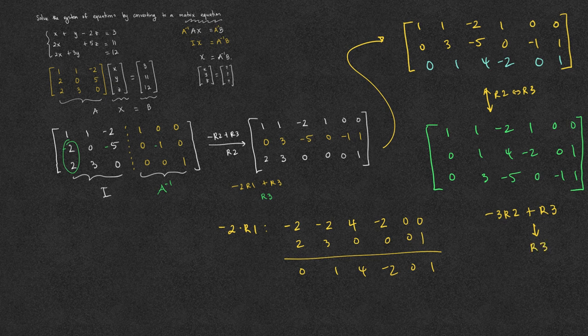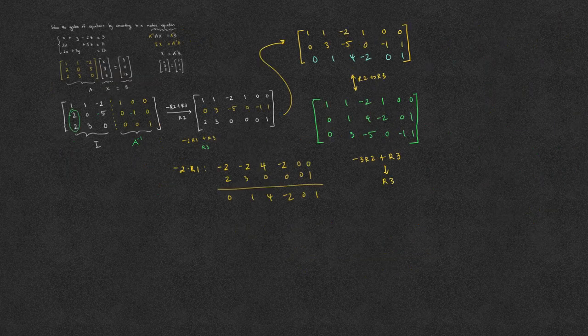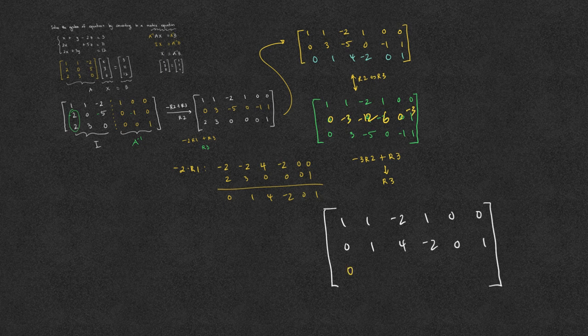So we will keep row 1 and row 2. Negative 3 times row 2 will be 0, negative 3, negative 12, positive 6, 0, and negative 3. We then add it to row 3. 0 plus 0 is 0, negative 3 plus 3 is 0, negative 12 plus negative 5 is negative 17, positive 6 plus 0 is 6, 0 plus negative 1 is negative 1, and negative 3 plus 1 is negative 2.